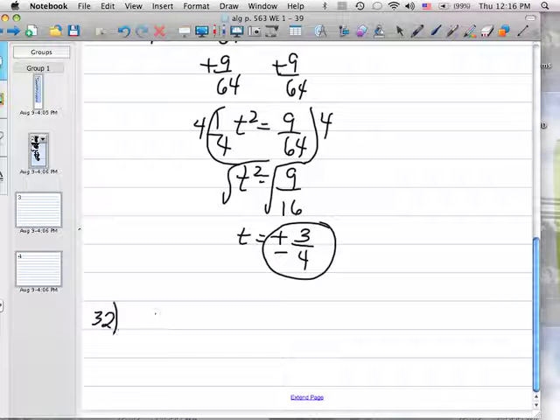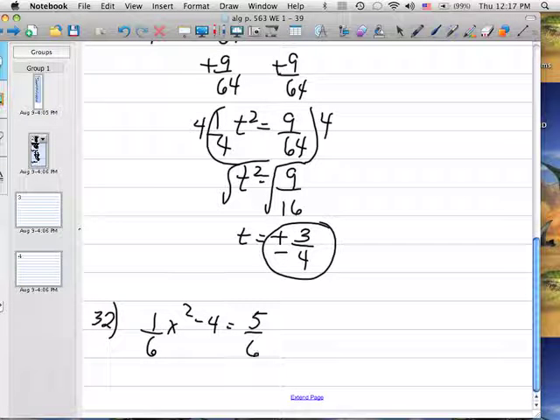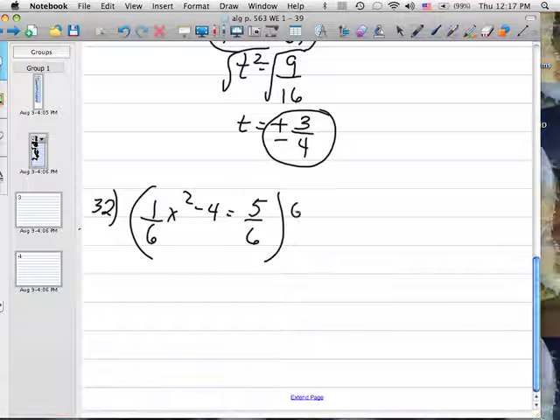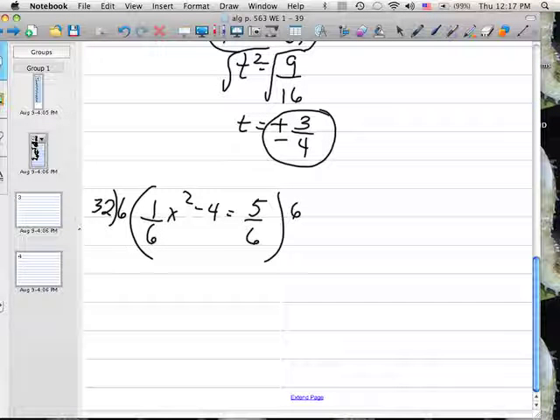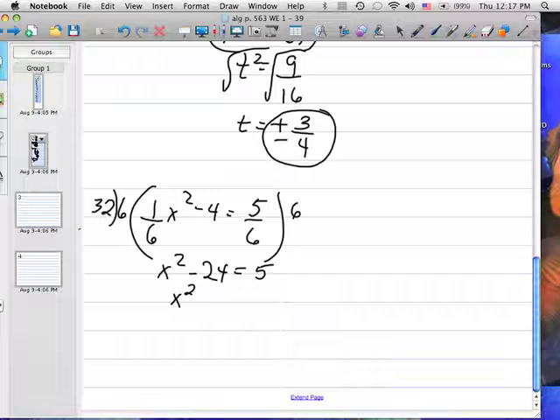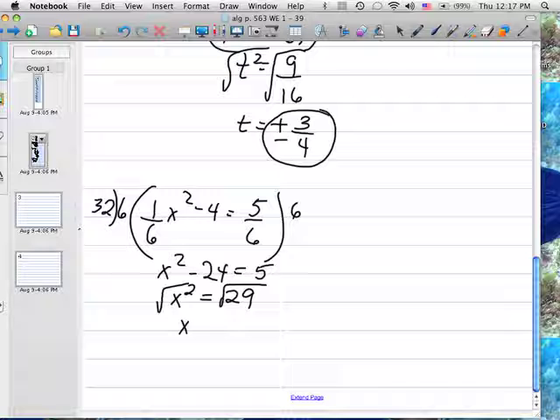Problem 32, 1/6 x squared minus 4 equals 5/6. We could multiply by 6 and get rid of the denominators. So this is x squared minus 24 equals 5. Add 24 to both sides, so we get x squared equals 29. Take the square root, so x equals plus or minus the square root of 29.